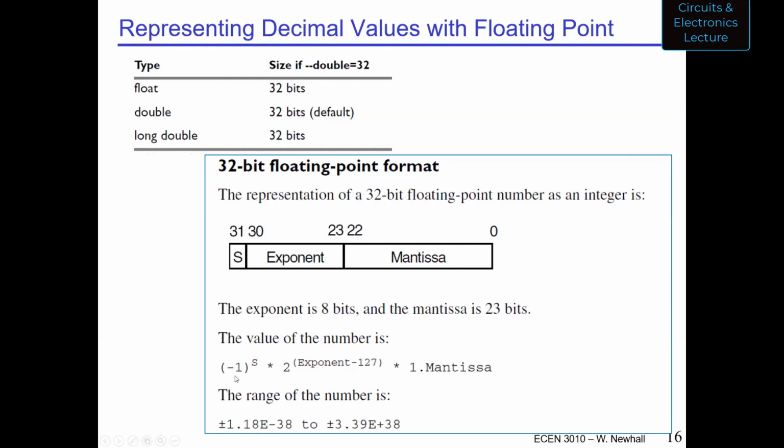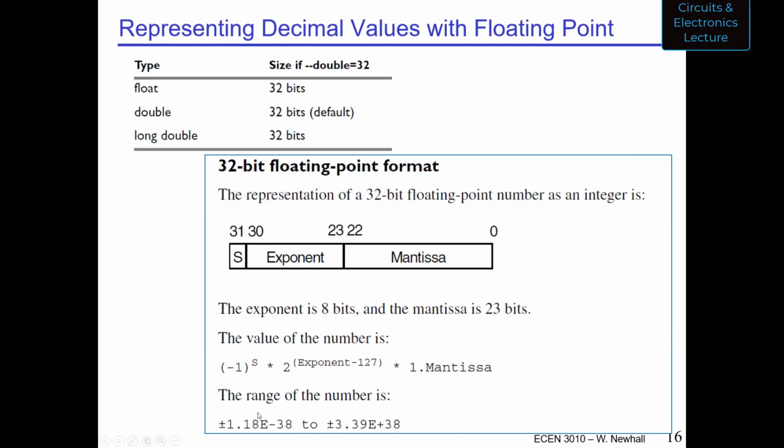And the value of the number is -1 to the power of the sign bit, right? So that's either 0 or 1. 2 to the power of the exponent - 127 times 1 point the mantissa. Okay, so you can change the fractional value here with the exponent and the magnitude with the mantissa here.